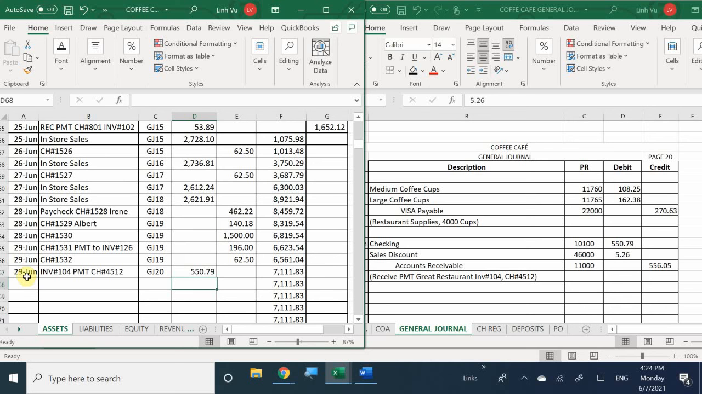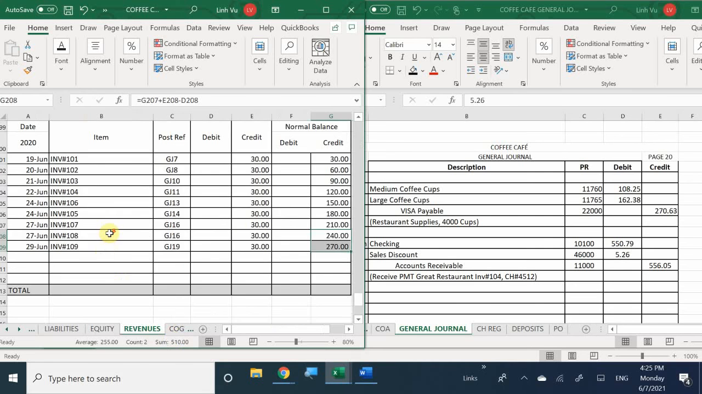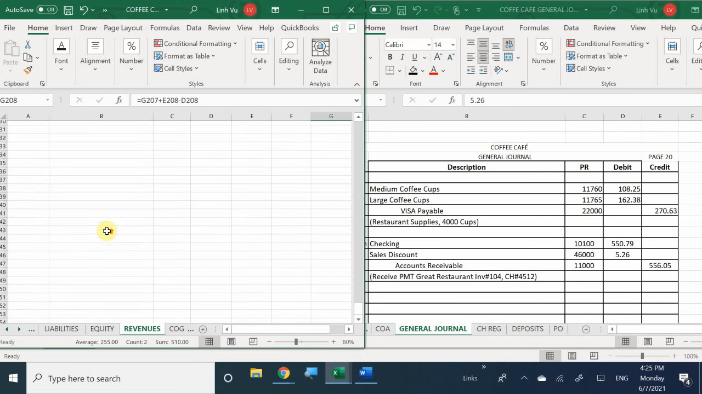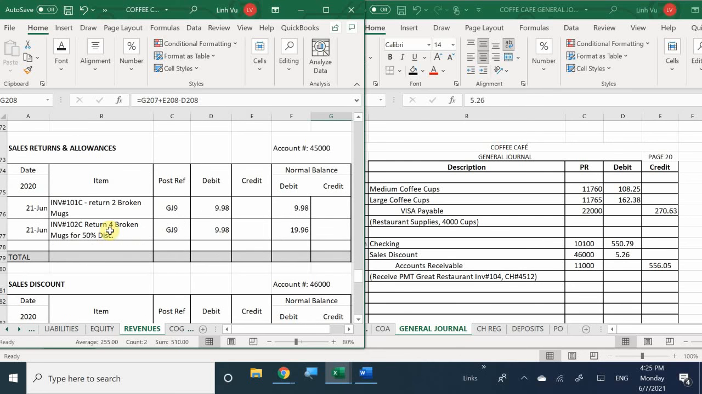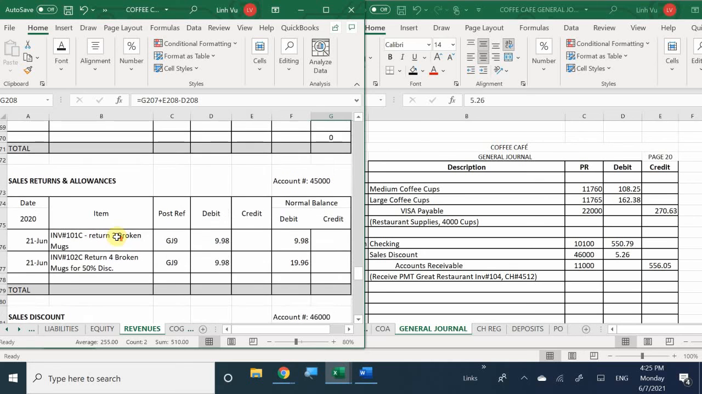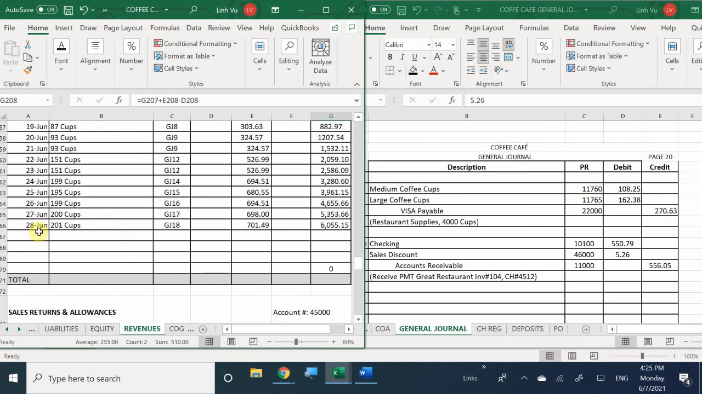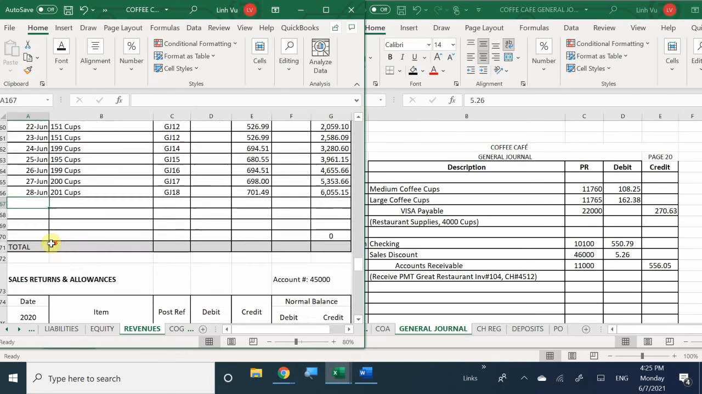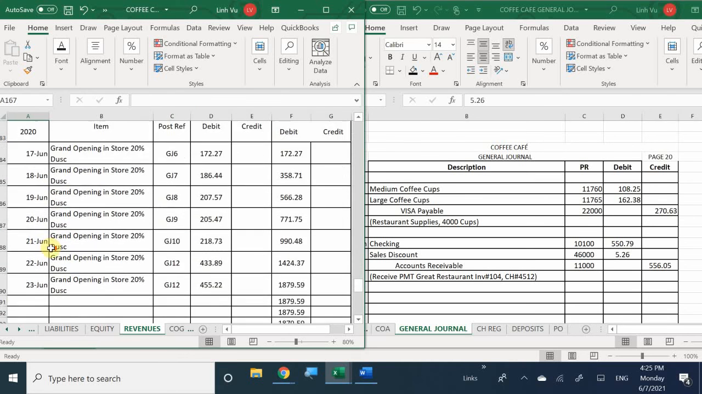So just to make sure I'm on track, I'm going to keep going down the list. Okay. So from now we're going to jump out of assets and the general ledger and go to our revenues, to sales discounts. Sales discounts. Got it.